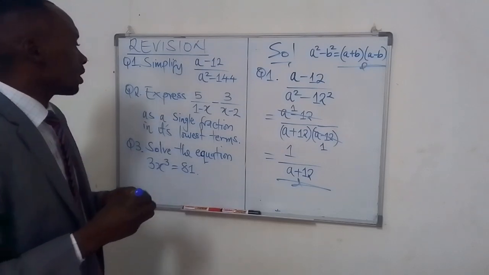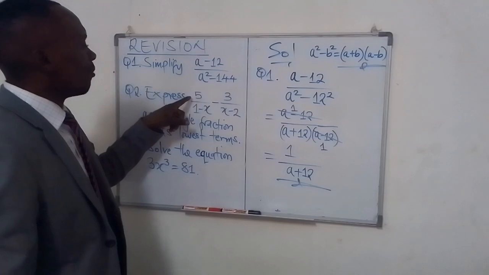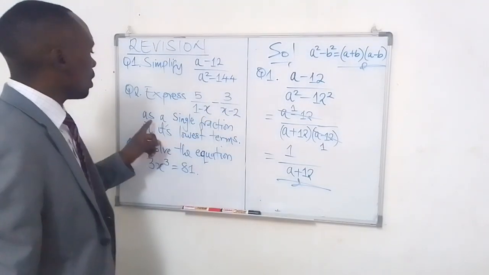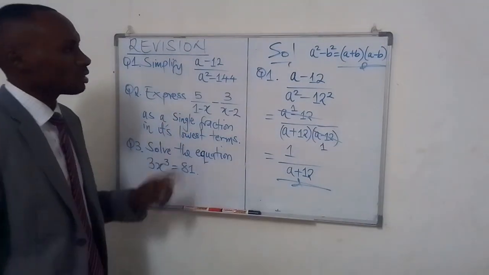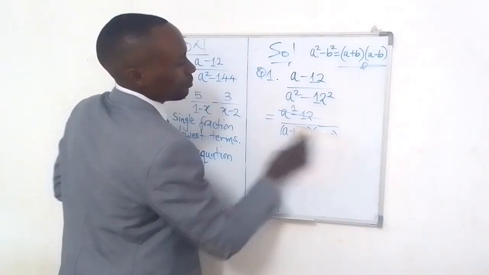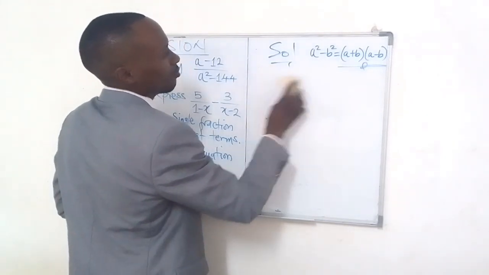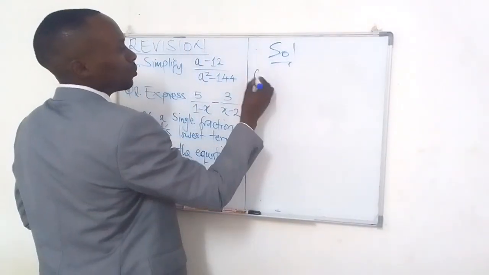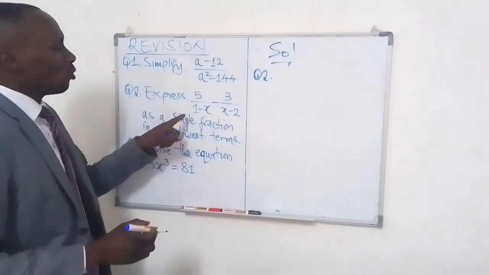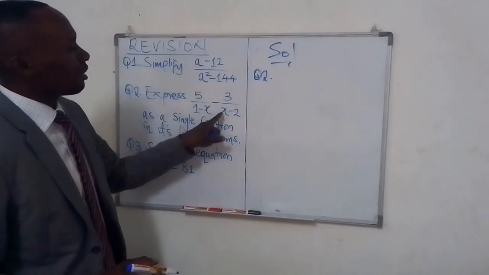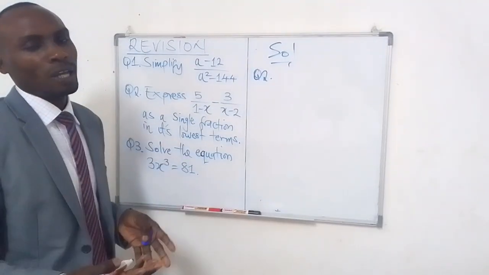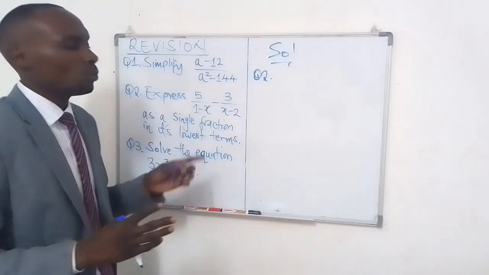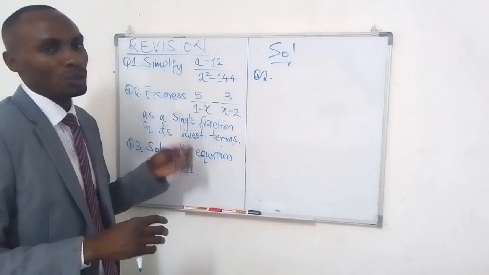We now go to the second question, express 5 over 1 minus x minus 3 over x minus 2 as a single fraction in its lowest terms. So for question 2, first of all, 1 minus x and x minus 2, these two can multiply to give us the common denominator. So we're going to solve this one the same way we solve fractions. Okay, we get the common denominator for the denominators that we have.